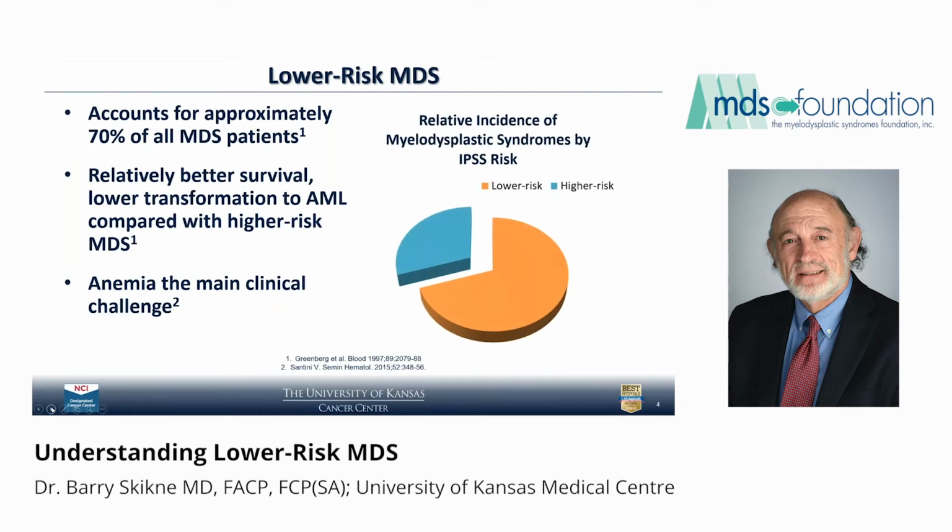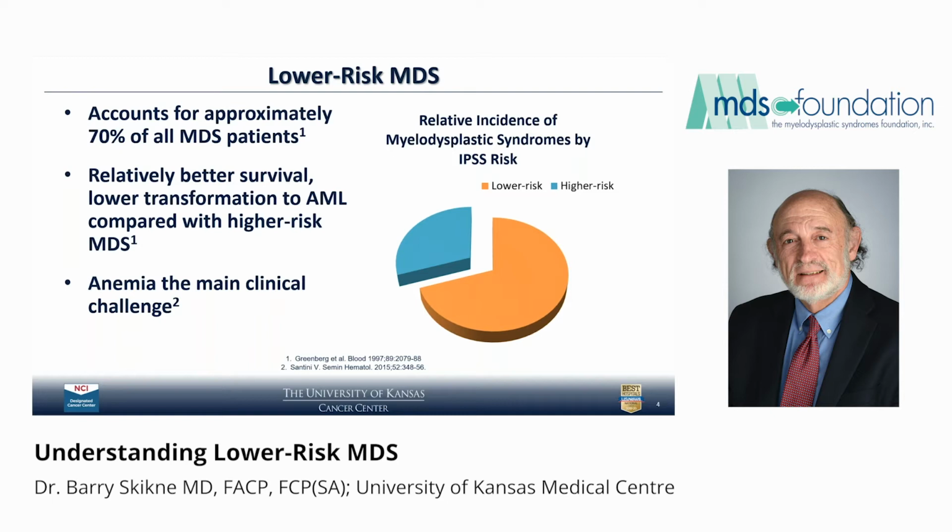So this slide shows the pie of lower risk and higher risk MDS, and you can see that the lower risk in orange is making up for 70% of all patients who are diagnosed with MDS. So it's much more common an event than higher risk disease, which is notated in the blue. And patients with lower risk MDS have a relatively better survival. They have a lower transformation to developing acute myeloid leukemia compared to patients who have higher risk MDS.